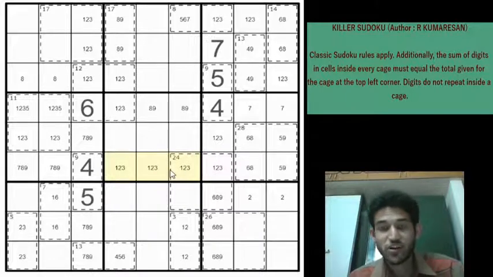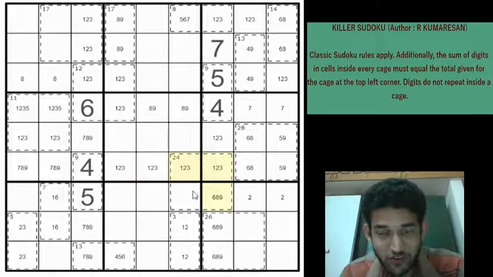Amazing, guys. Look at this deduction. Look at this 24 box now. Can this cell have a 1, 2 or 3? If you have a 1, 2 or 3, we have 2 out of 1, 2 or 3.